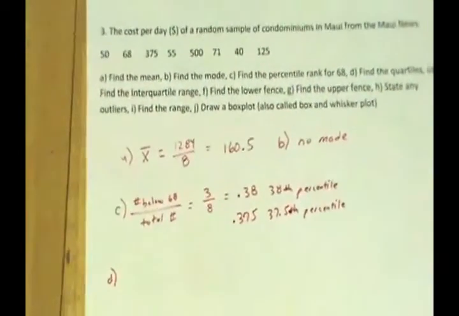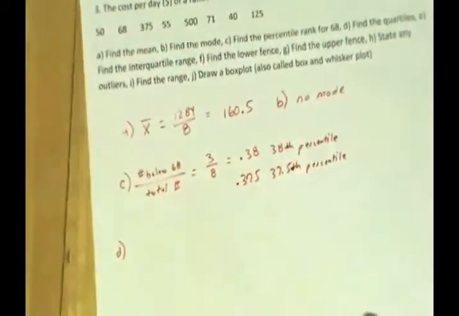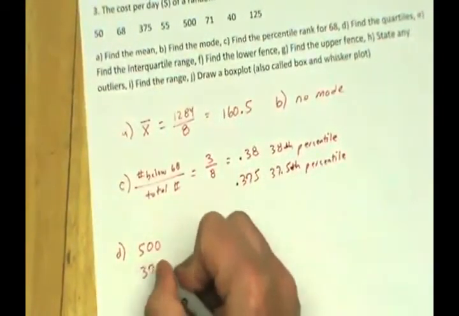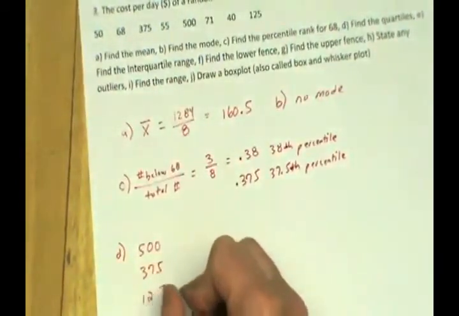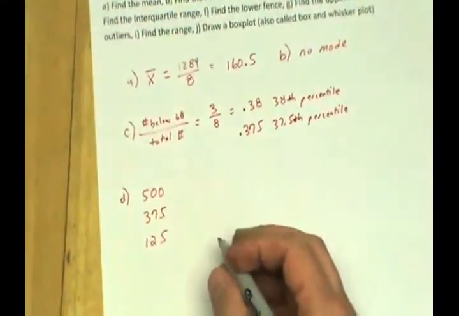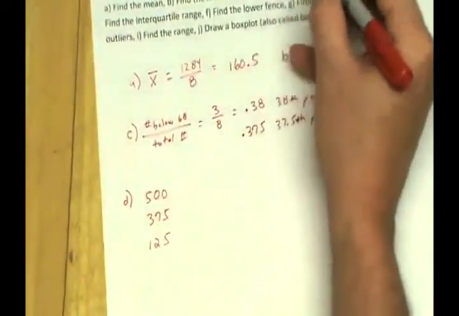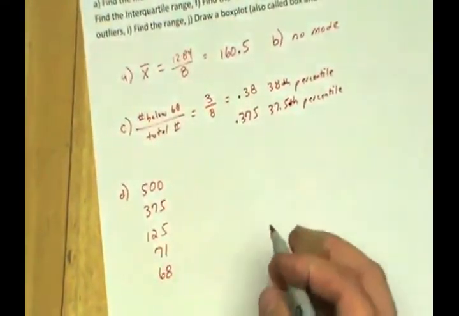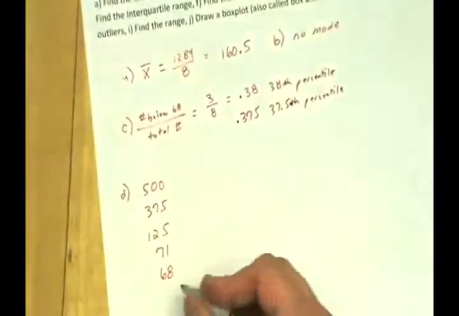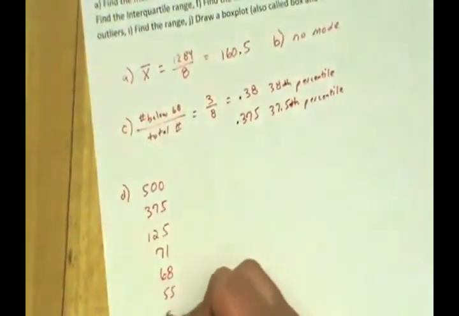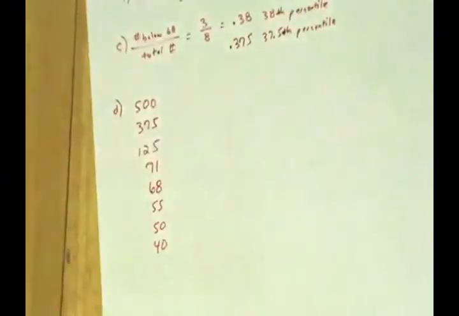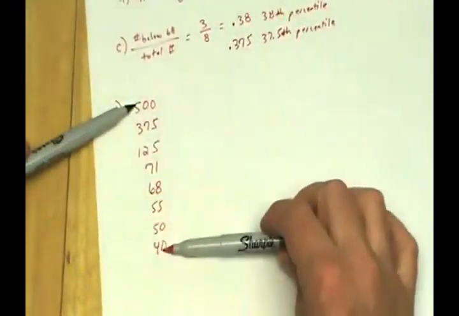Let's find the quartiles for letter D. So we're going to go highest 500, and we're going to work our way down. So 375, 125. I'm putting them in order. So 500, 375, 125. Then we're looking at 71, 68, 55, 50, and 40. 1, 2, 3, 4, 5, 6, 7, 8, and that matches 1, 2, 3, 4, 5, 6, 7, 8. Okay, so again, we're going to put our pen on the top and on the bottom. So pen on 500 and pen on 40.